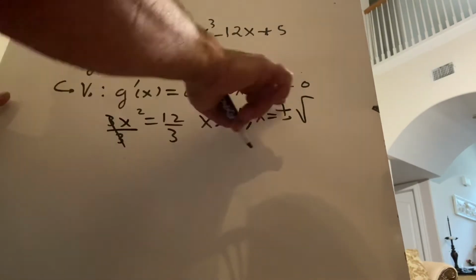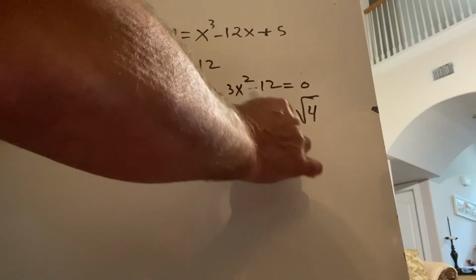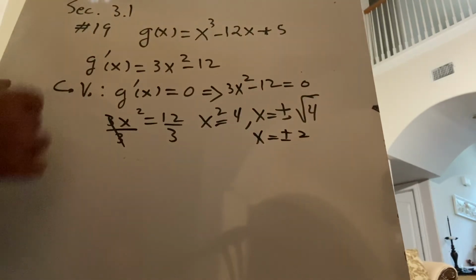Anytime you get rid of a square by the square root property, you'll always have two answers. And of course, the square root of 4 becomes plus or minus 2. Okay, so those are your two critical values. Now, this was part A.